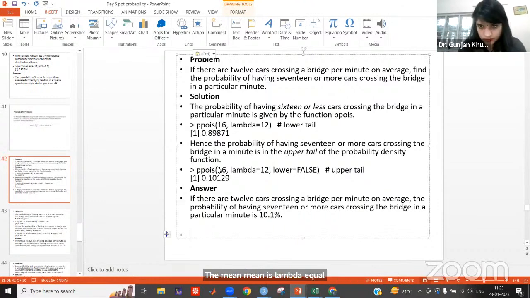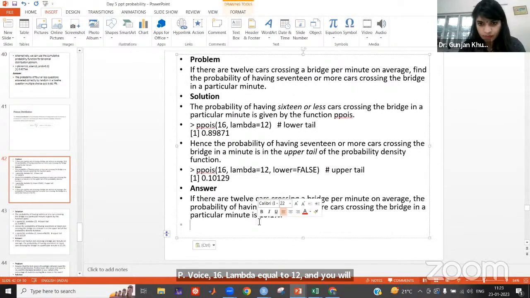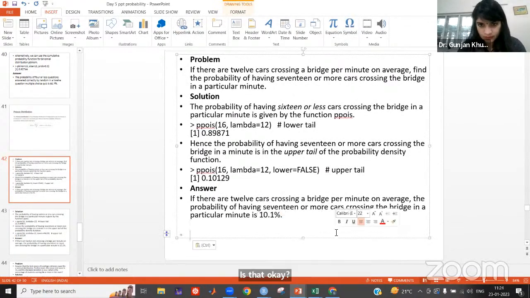Then you can calculate 1 minus P poise 16, lambda equal to 12, and you will be getting your solution. Is that okay?